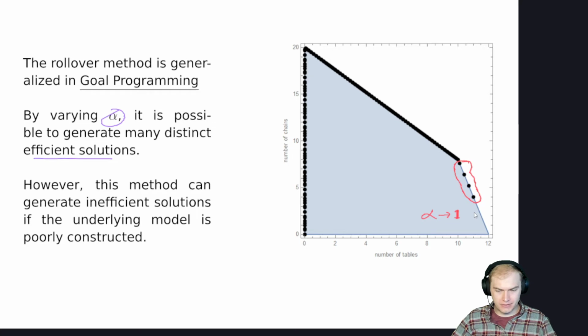The rollover method generalizes to an entire field of optimization called goal programming. We might talk a little bit about it in DOR2. I'm not sure yet. But it's a neat field with a lot of neat applications, especially to the business world. Goal programming is very popular there.